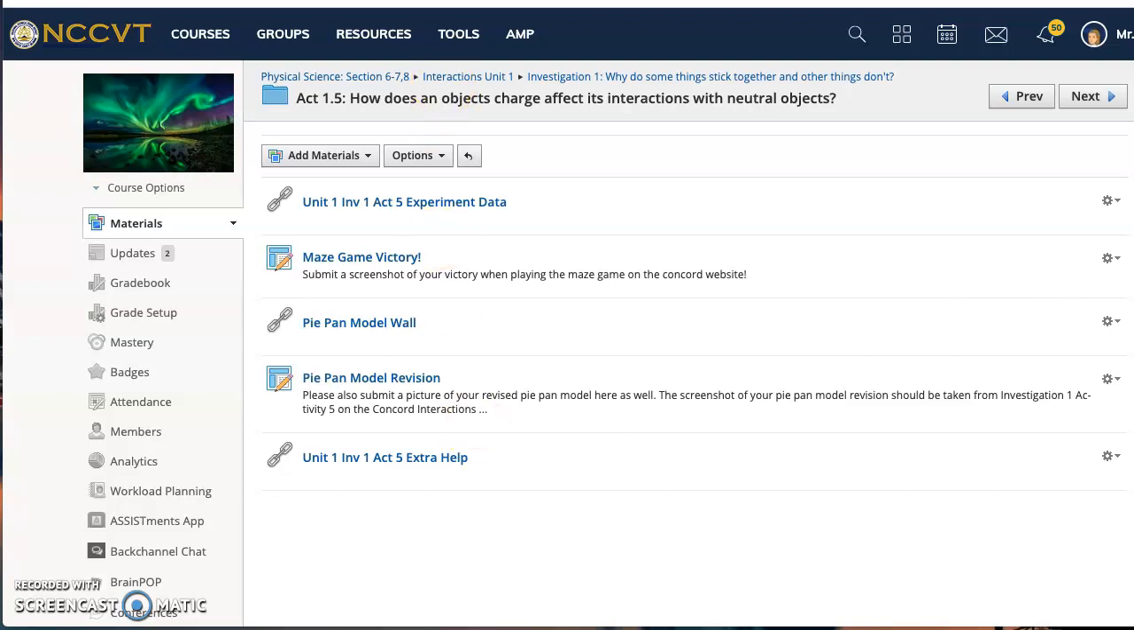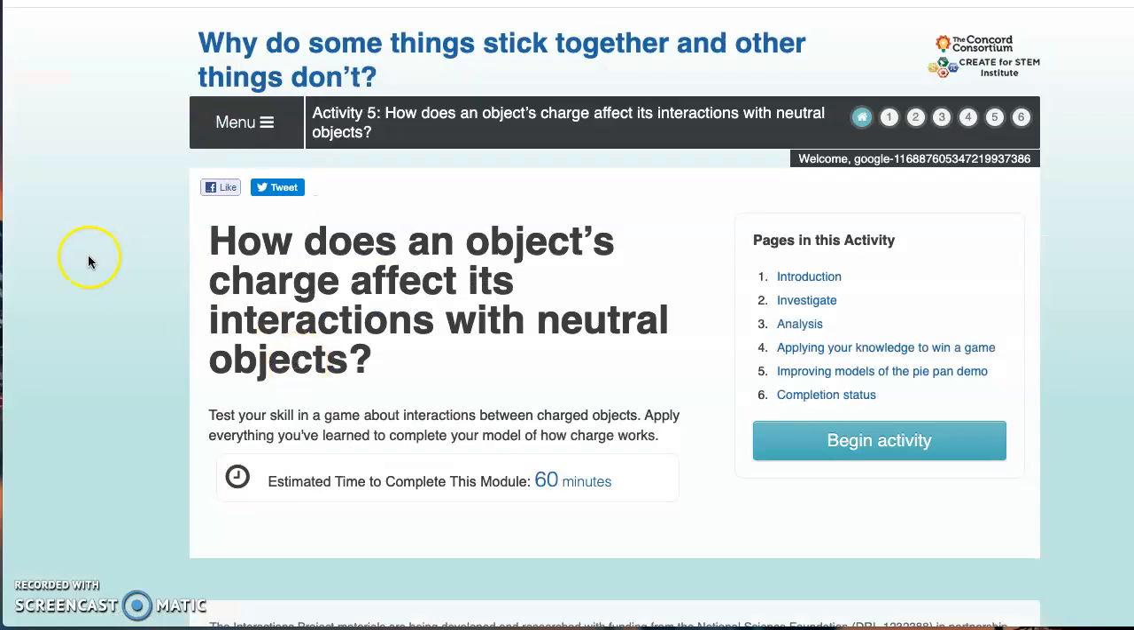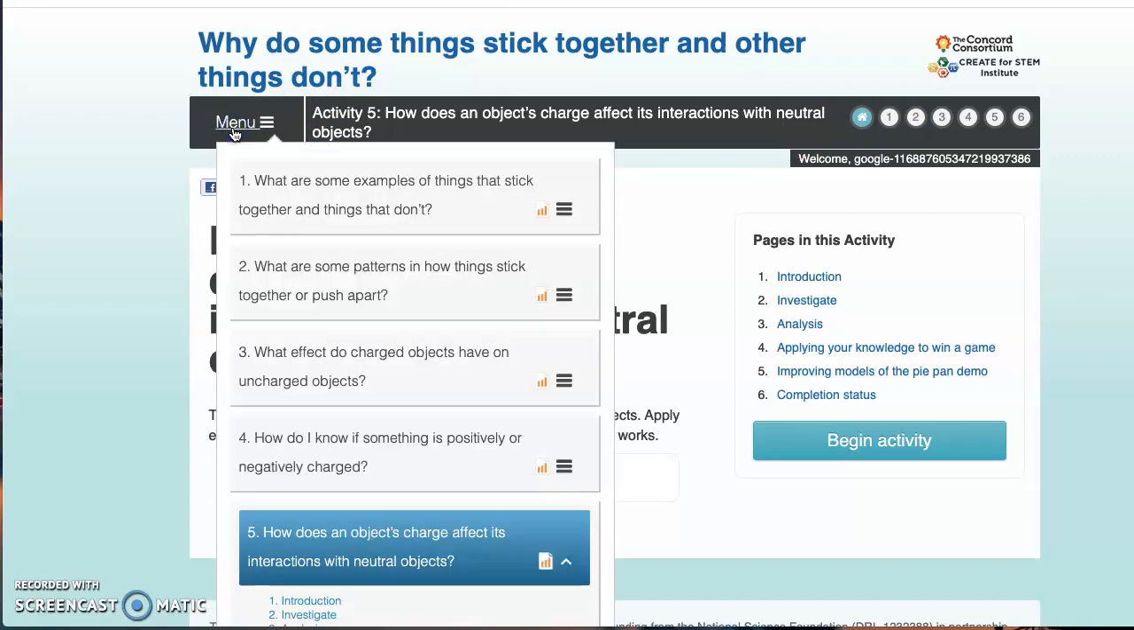Again, we want to make sure that we've always got two tabs open, one for Schoology and one for our interactions page. Take a look at what we have been through so far. Remember, we can navigate through the different activities in the investigation through this menu button here.